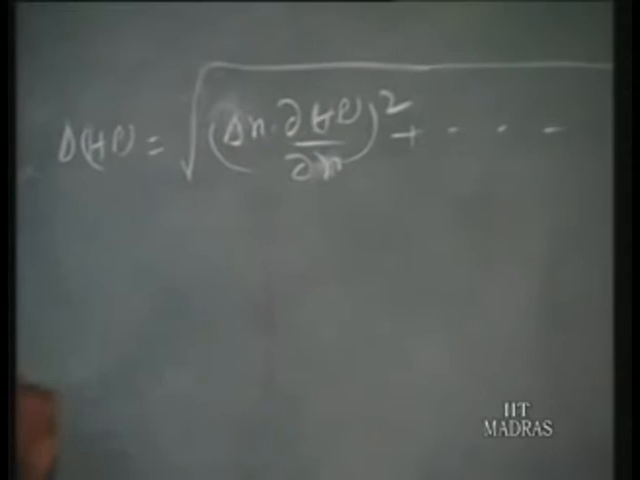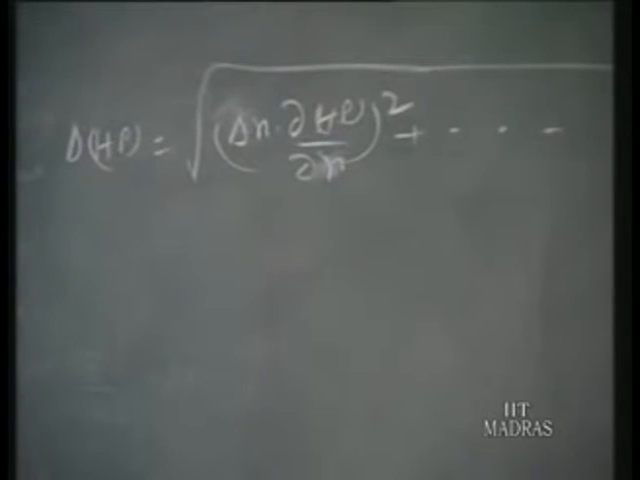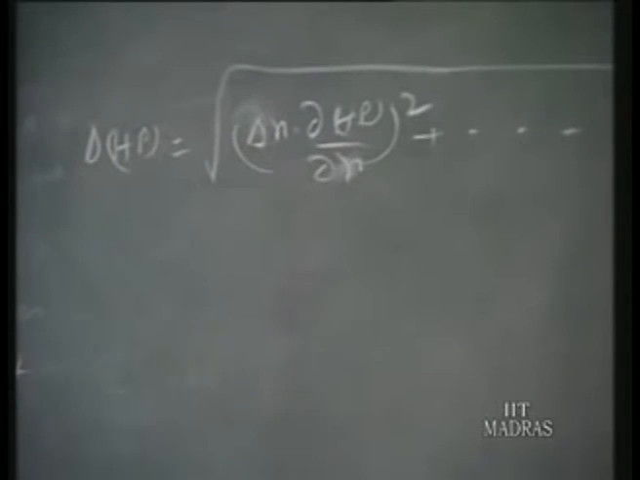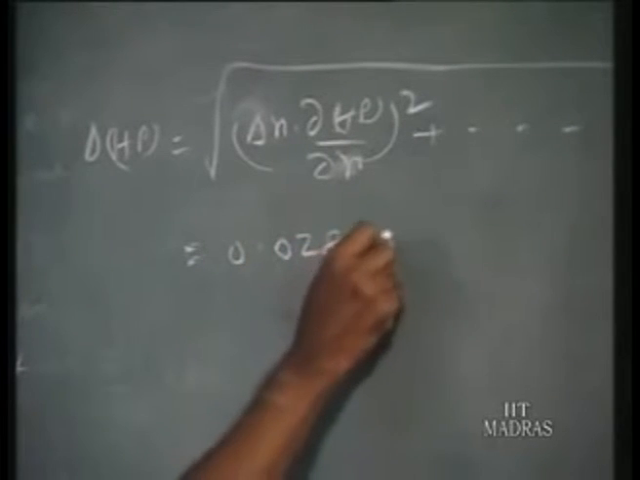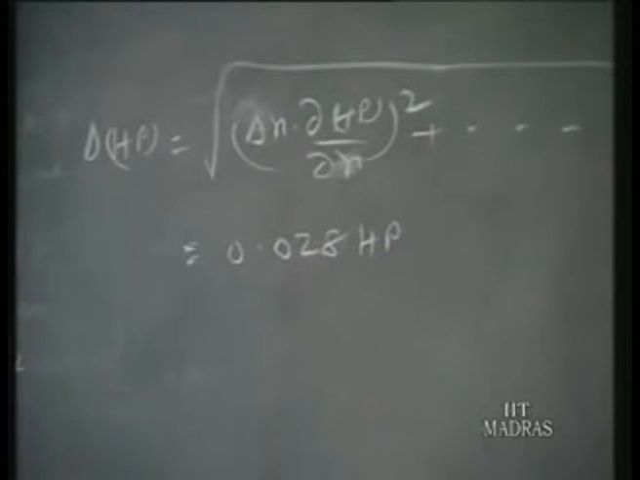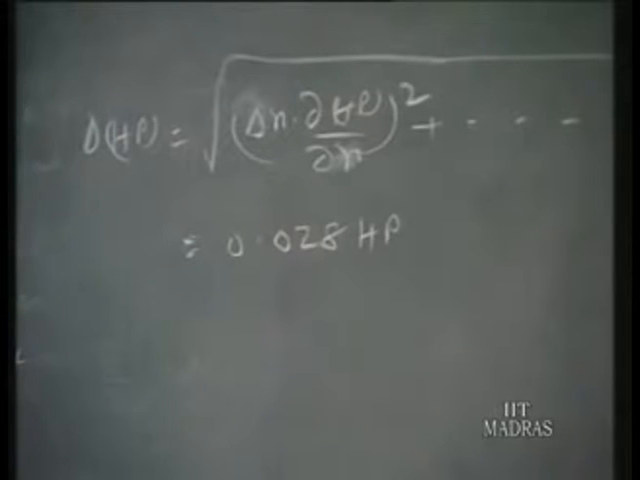And now if you substitute, delta n is given as 1, and dou hp by dou n we have already calculated, and square it, and then you finally find the answer as 0.028 horsepower. This is the error. So, that is the error we have found up to 2 significant figures, and it lies at the third decimal place.